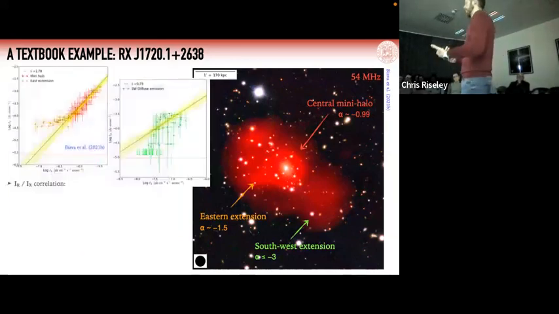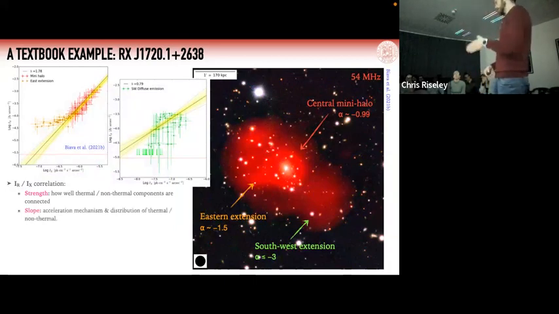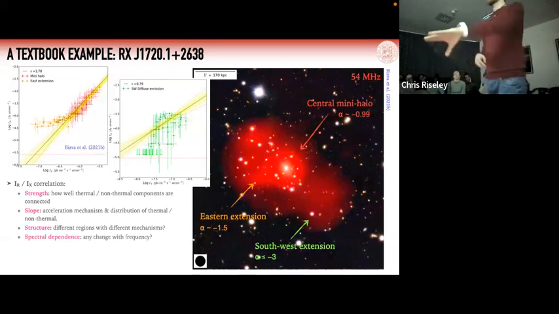And one of the tools we have at our disposal to understand the energetics and what's going on is looking at these point-to-point correlations between thermal and non-thermal. The strength of this correlation tells us about the strength of the connection between the 2 different components in the intracluster medium. The slope provides us insights into the acceleration mechanism and the relative distribution of thermal and non-thermal components. The structure tells us whether we may have different regions with different mechanisms or different microclimates. And the spectral dependence, any change with frequency, gives us additional information on the underlying acceleration mechanism.